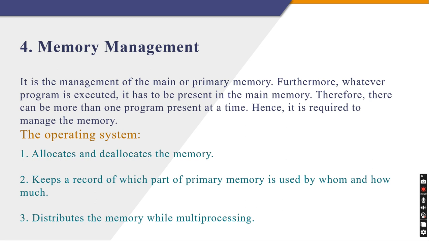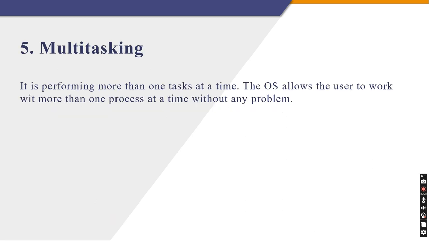The operating system allocates and deallocates the memory. Basically, these are the operations of memory management. Allocate means memory is arranged in sufficient form, and deallocate means deleting the program and files from the memory. It keeps a record of which part of primary memory is used by whom and how much, and distributes the memory during multiprocessing. And this is multitasking.